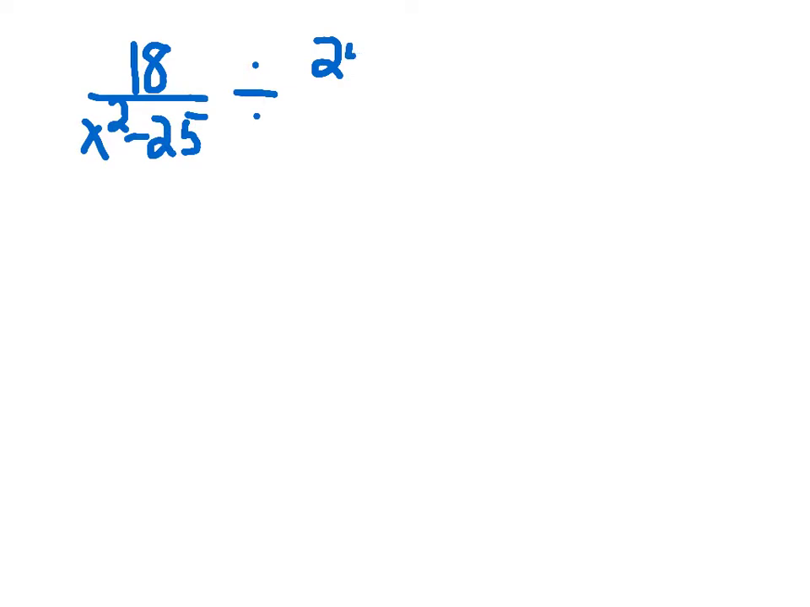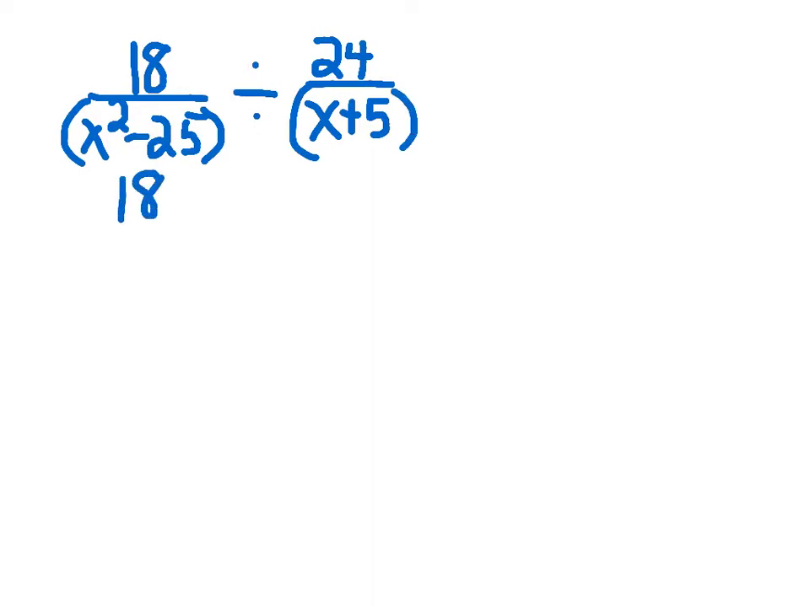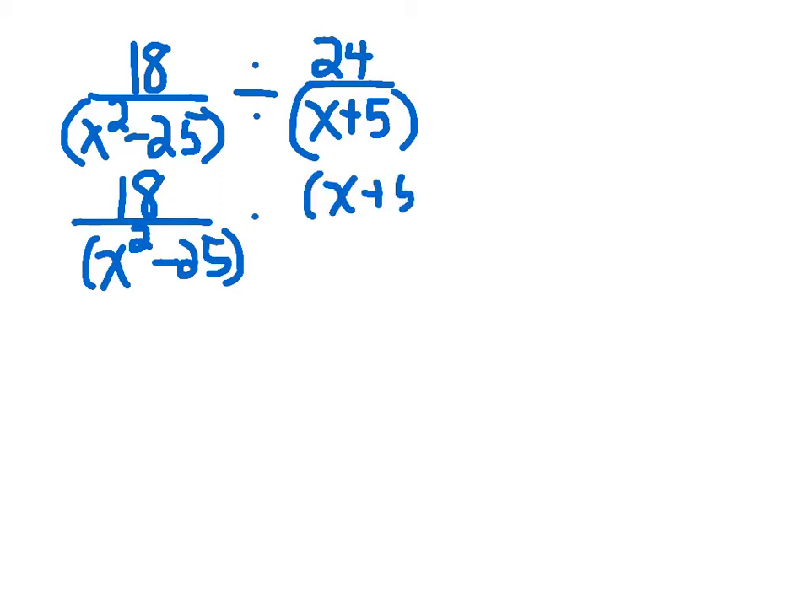Okay, let's look at what this looks like with polynomials. If I've got 18 over (x squared minus 25) divided by 24 over (x plus 5). I do still want to put my polynomials in parentheses. The very first step is to flip the second fraction, never the first fraction. So now I have 18 over (x squared minus 25) times (x plus 5) over 24. Okay? So the first thing we do is flip.